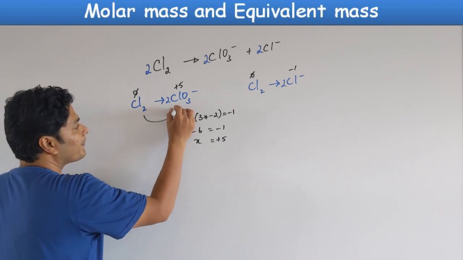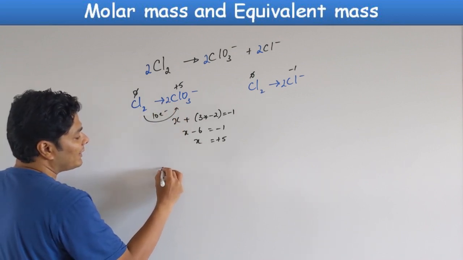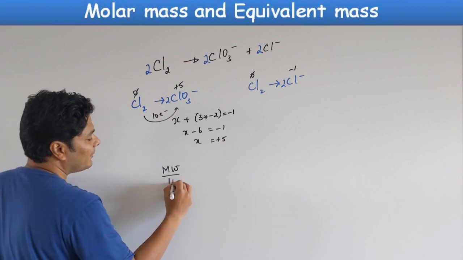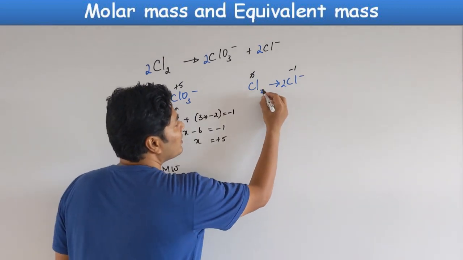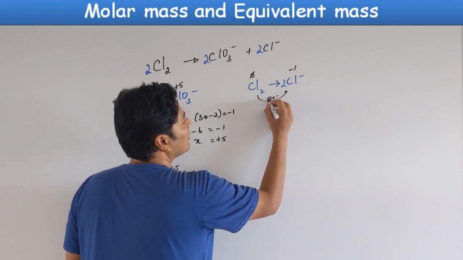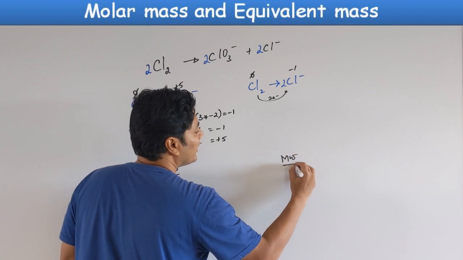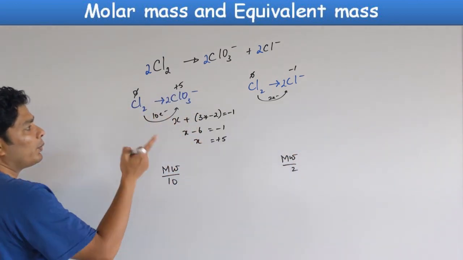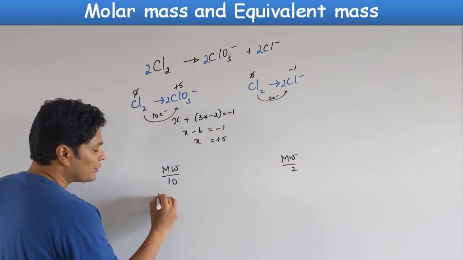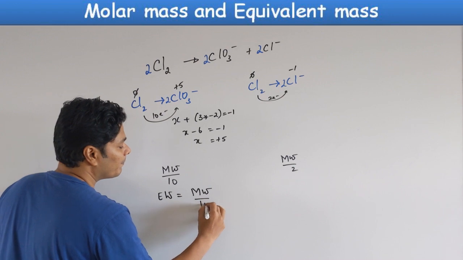So this is a 10 electron process. Here we can say the equivalent weight of this part is molecular weight divided by N factor, which is 10. Here 0 goes to minus 1, 2 of them, so this is a 2 electron process, so molecular weight divided by 2. So the equivalent weight of this part is molecular weight by 10, and of this part is molecular weight by 2. If you want, you can add both of them.